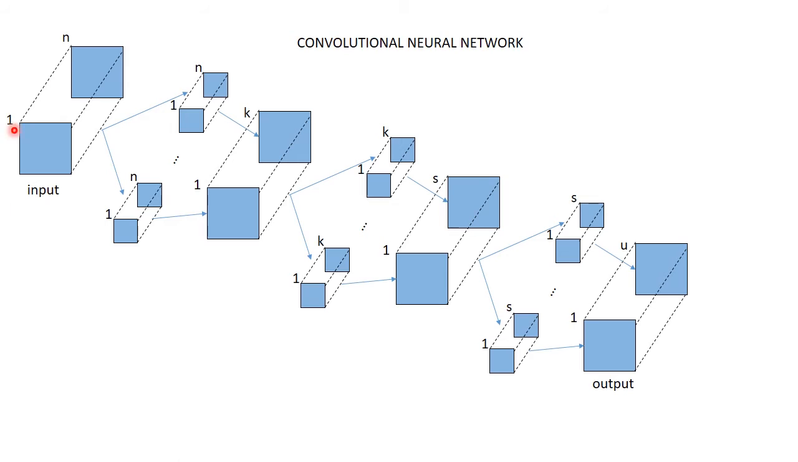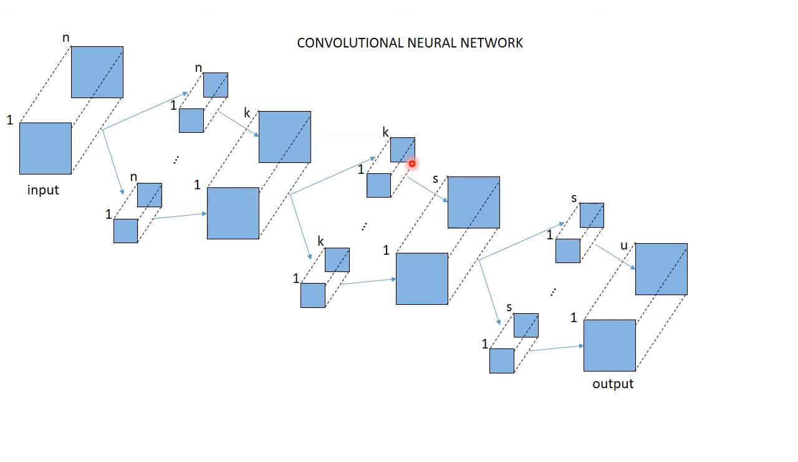The input is a volume with n channels. In the first layer, we have k kernels with n channels each, so they can be convolved individually with the input. Therefore, the output of this first layer will have k channels too.